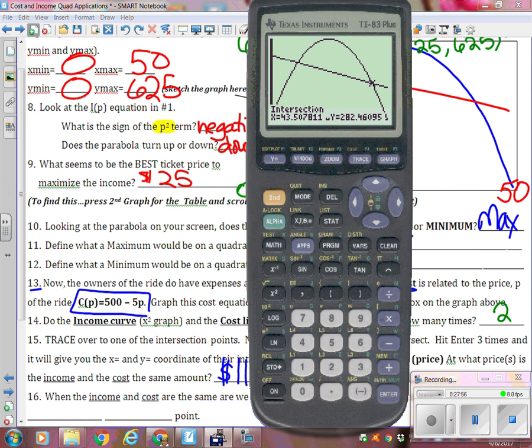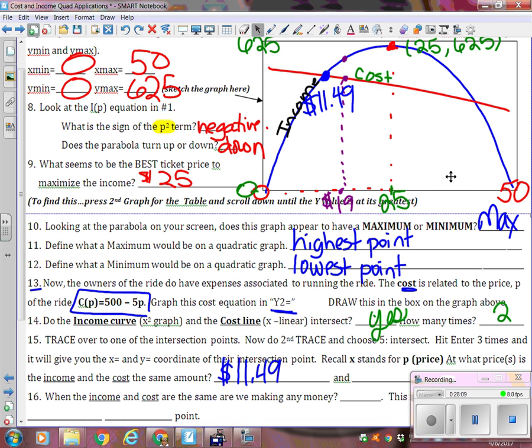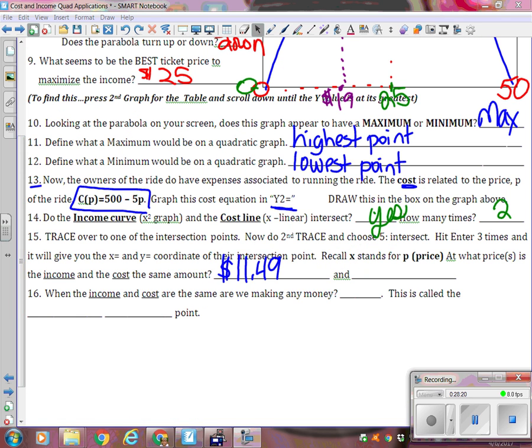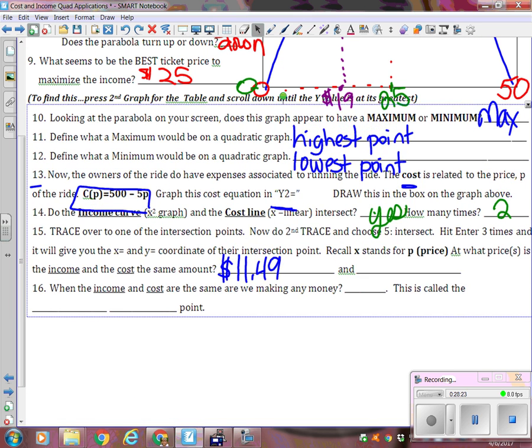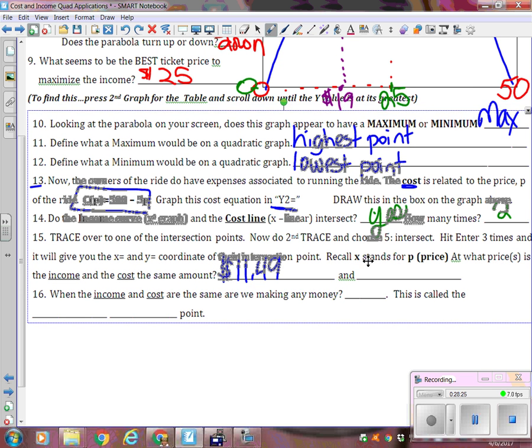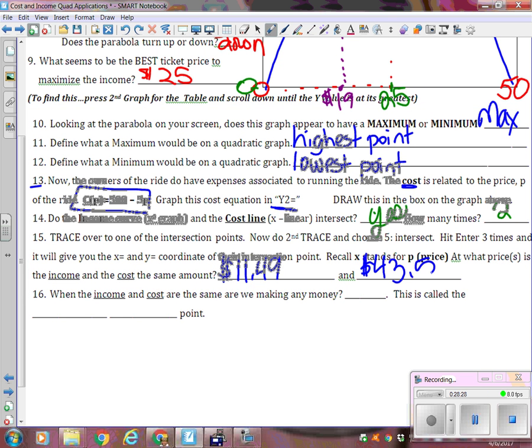And it tells me the second intersection point is what? $43.50. At $43.50, I'm bringing in $282. But guess how much money I'm paying out? My cost and my income are at the exact same spot on the graph. So let's remember that. $43. Is that 50 cents or 51 cents? All right, the second point turned out to be, and I keep messing my screen up, $43.51.